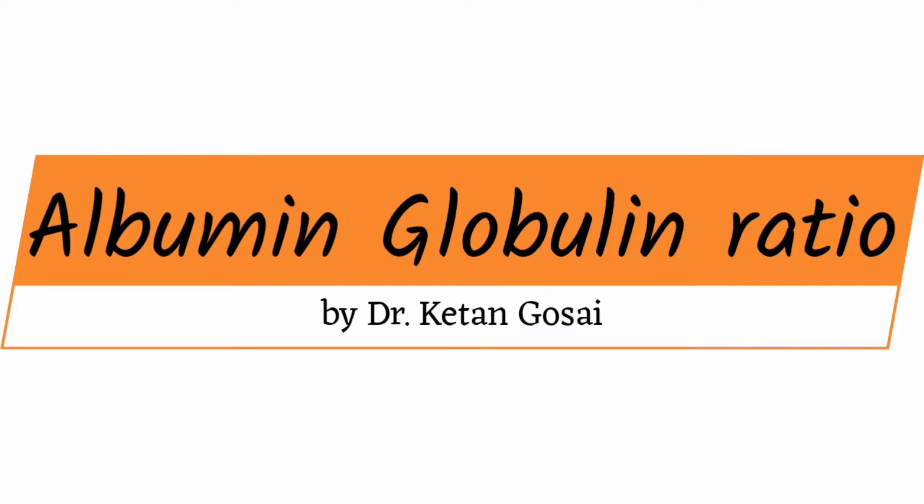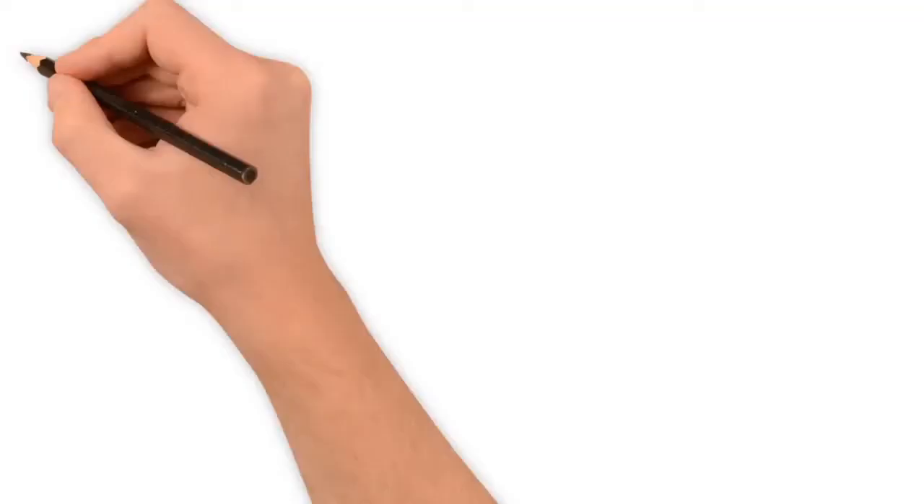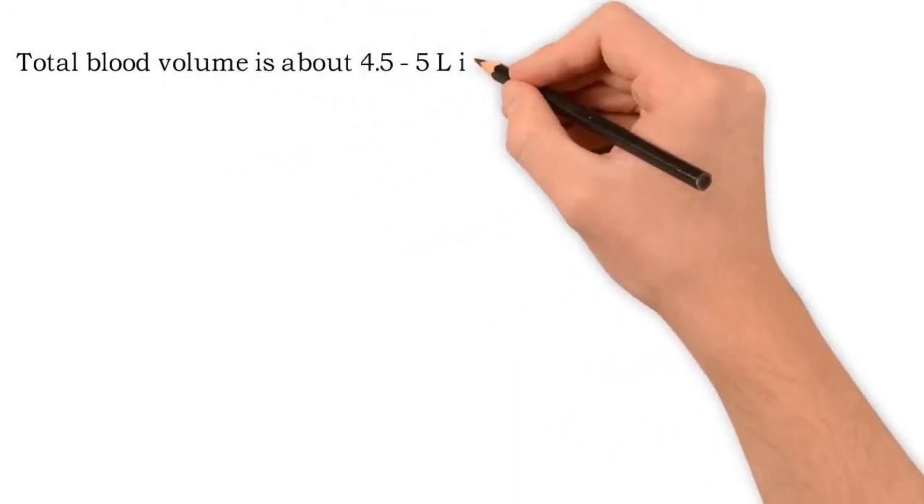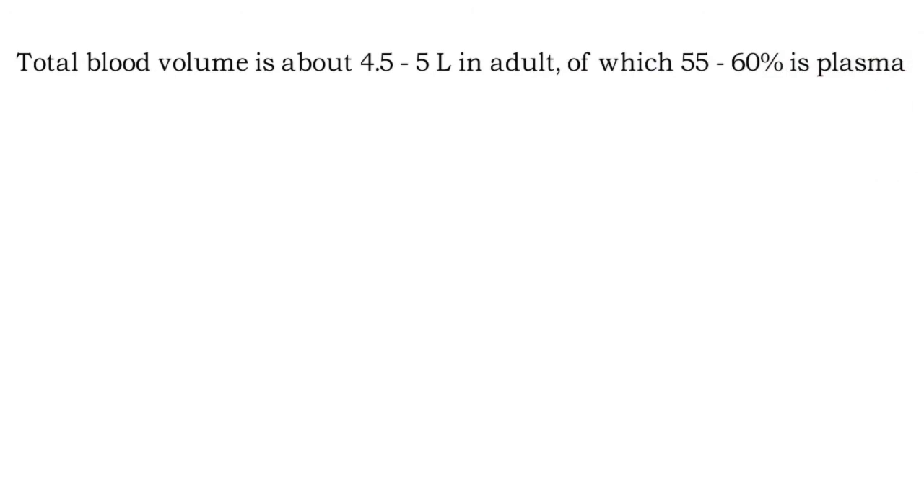Hello friends, in this video I am going to discuss about albumin-globulin ratio. Total blood volume is about 4.5 to 5 liter in adult, of which 55 to 60% is plasma. We use the term plasma proteins, but we measure serum total protein and serum albumin.